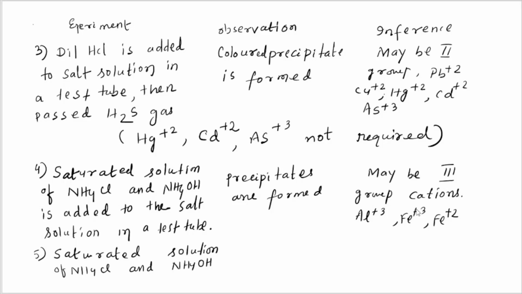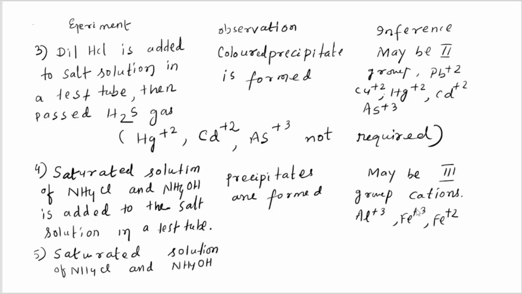So, saturated solution. What do we mean by saturated solution? A large amount of ammonium chloride and ammonium hydroxide is taken so that the smell of ammonia comes, and to that the salt solution is added. And here also it gives a precipitate, of a different color. That means it is the third group. If the second group is absent, then you will go to the third group.